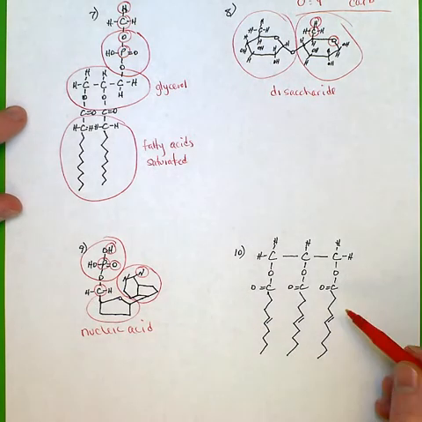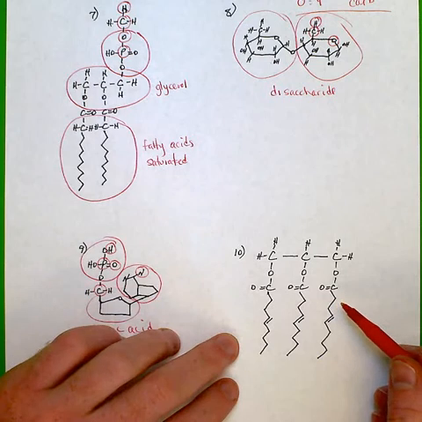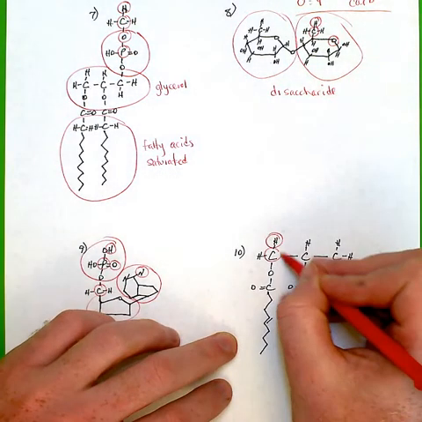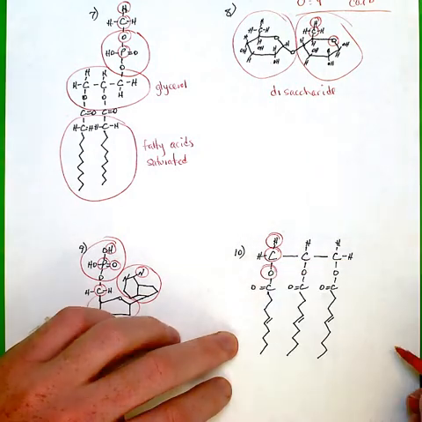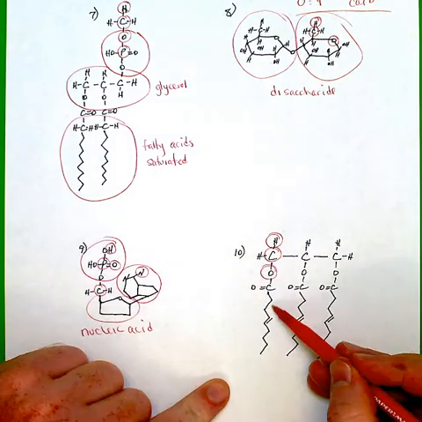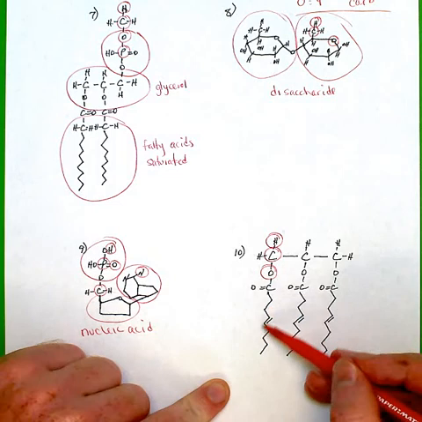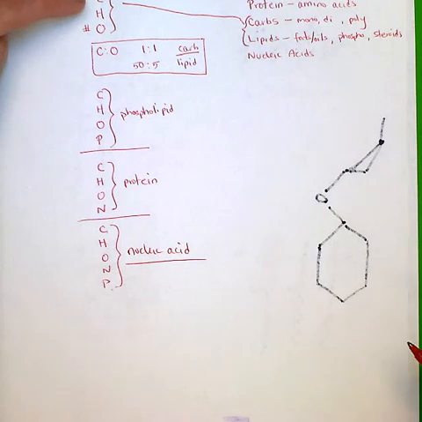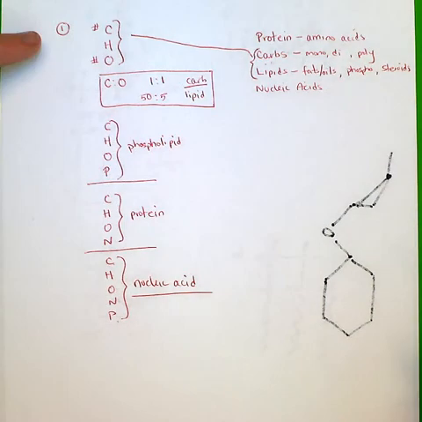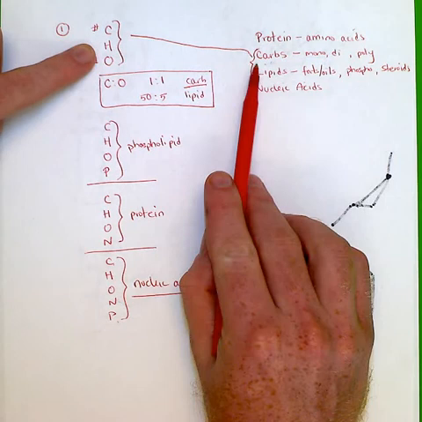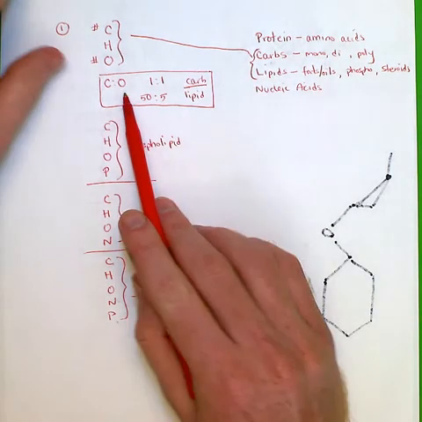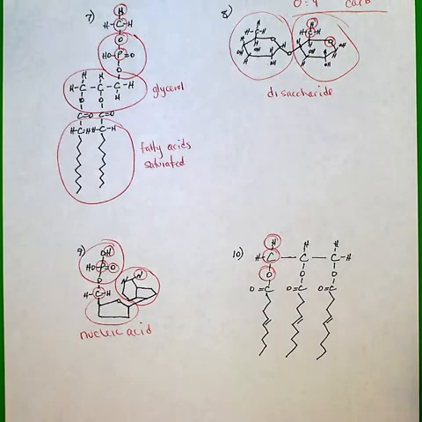Okay, and the last one here, take a tally. We have hydrogen, we have carbon, we have oxygen. All right, all this stuff down here, that's all carbon and hydrogen. Okay, and so based on our chart, carbon, hydrogen, and oxygen could be a carb or a lipid. Look at the ratio of carbon to oxygen.